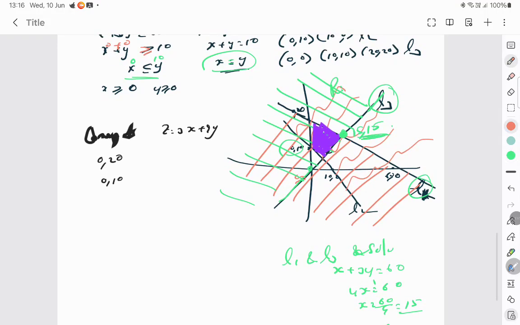We got this. Similarly, you should get this point. This is solving line 2 and line 1. Solving line 2 and line 3. Sorry, this is line 1 and line 3. This is line 2 and line 3. Just locate this point. It is line 2 and line 3.